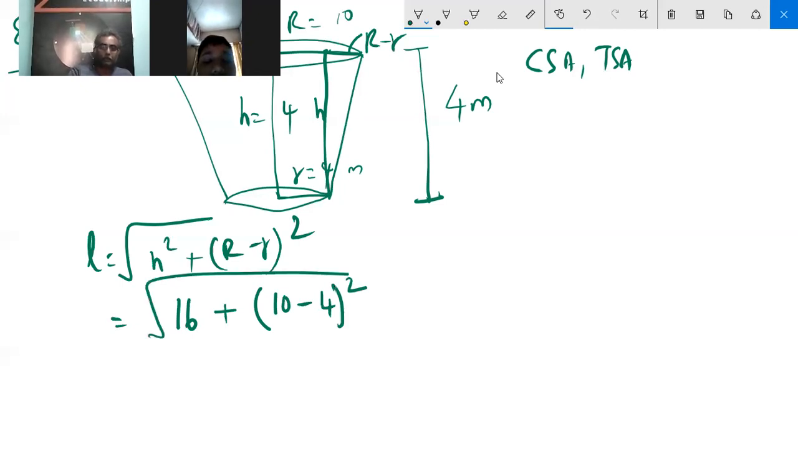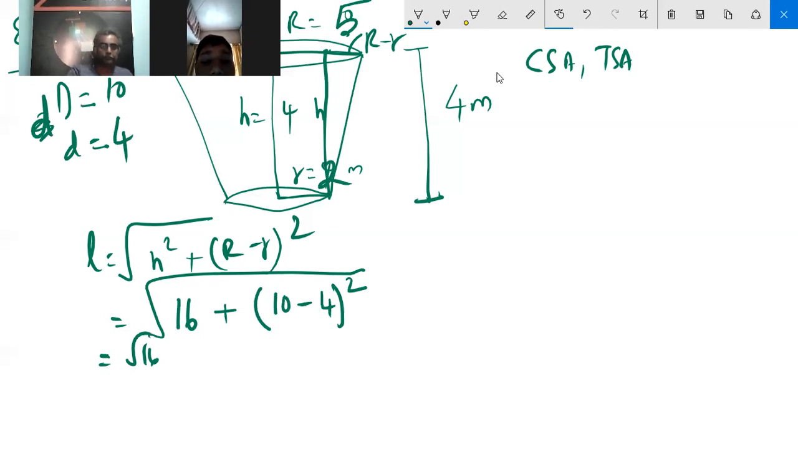Root of 16 plus (10 minus 4) squared, how much? 6. No, we made a mistake. See, he is telling diameter. Big diameter is equal to 10 and small diameter is equal to 4. That means big R is equal to 5, small r is equal to 2. Okay, so thank God you found the mistake. So then big R is what? 5.